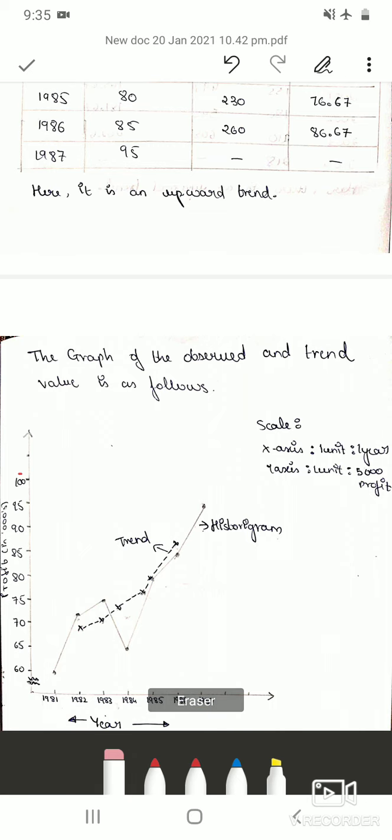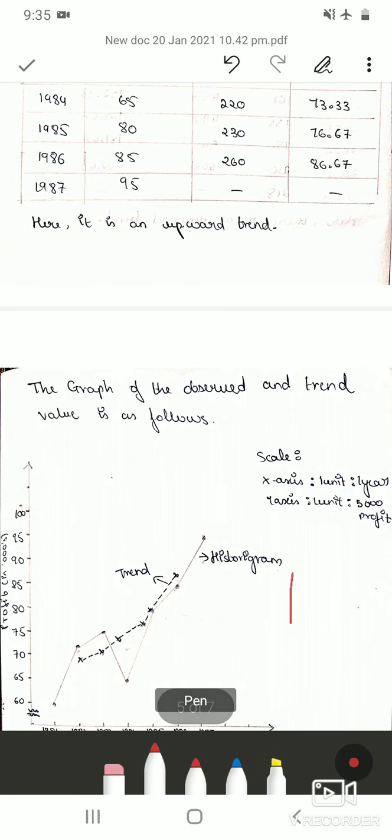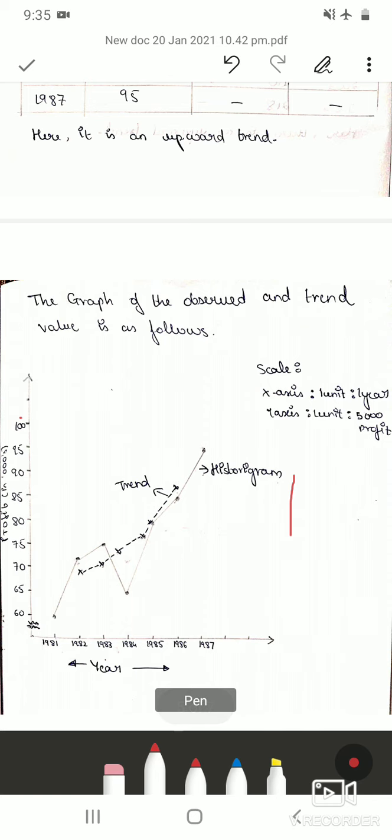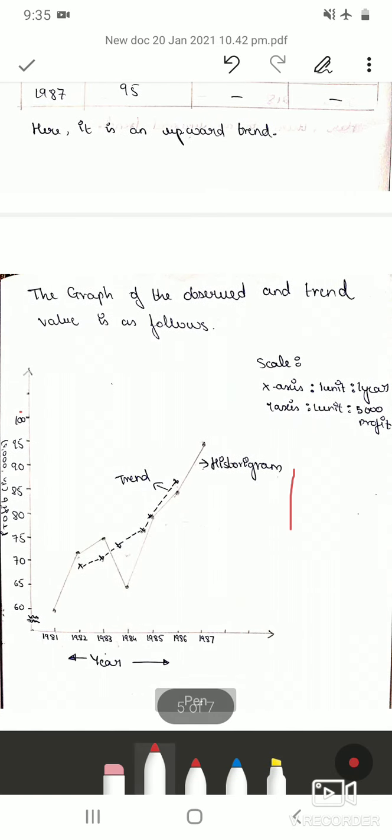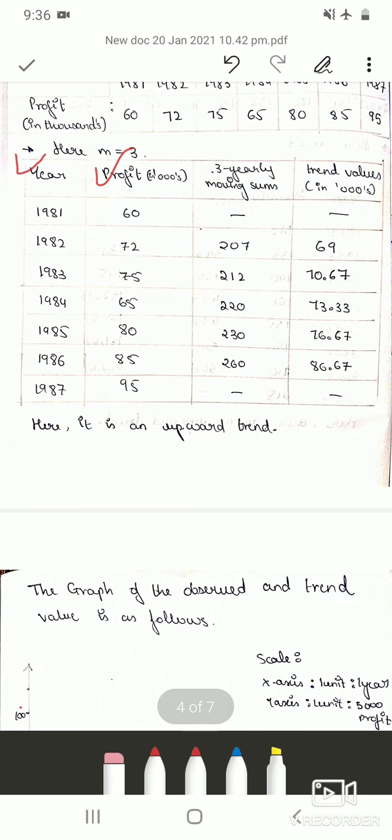Now to plot the trend values, the trend value starts from the second year, that is from 1982. For the year 1982 the trend value is 69, which is somewhere between 65 and 70. So mark it. Similarly, mark the trend values for the years 1983, 1984 and up to 1986. Once you mark all the points, join them with a dotted line, which indicates the trend. So this was for 3 yearly moving averages.